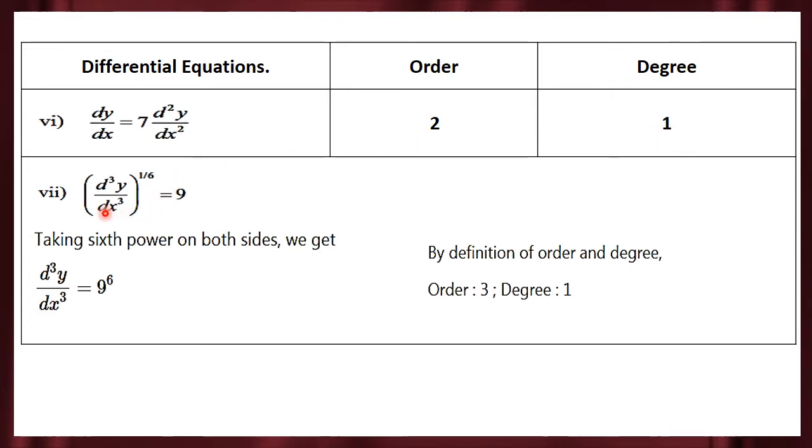Now seventh one, d cube y by dx cube whole raised to 1 upon 6 is equal to 9. Here the left hand side contains the fractional index. So we have to remove this by taking the sixth power on both sides. So d cube y by dx cube is equal to 9 raised to 6. And the highest derivative is d cube y by dx cube. So the order is 3 and its degree is 1. So 1 is the degree of the equation.